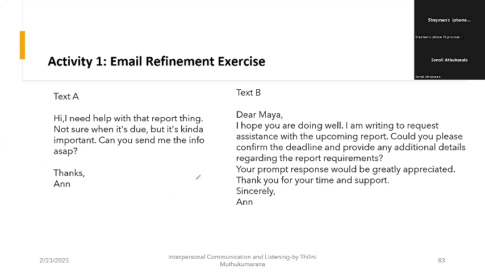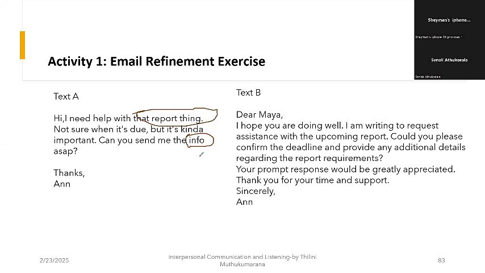Yes, good observation, Senali. That's what I wanted you to focus on. So let's analyze text A a little bit. Now, that reporting thing and info, what do you think about these two words? It's kind of vague language. We can call it vague, okay? So you don't know what's happening. You just use that reporting thing. You are also not sure what you're referring to, right? So phrases like the reporting thing and info are not specific, right?